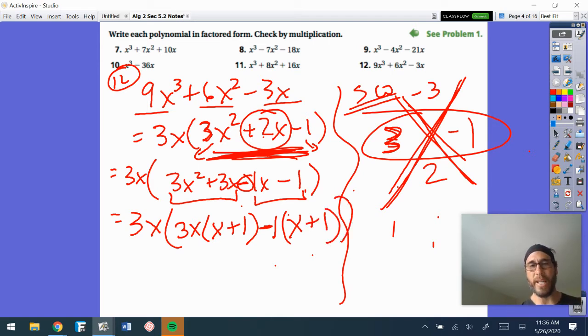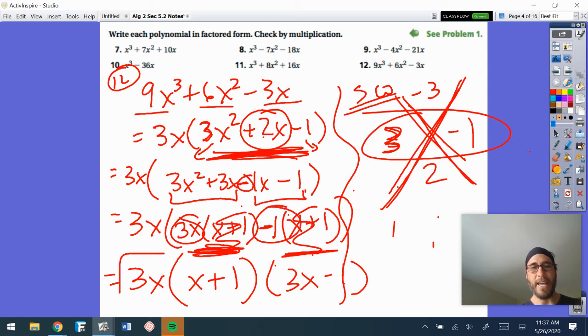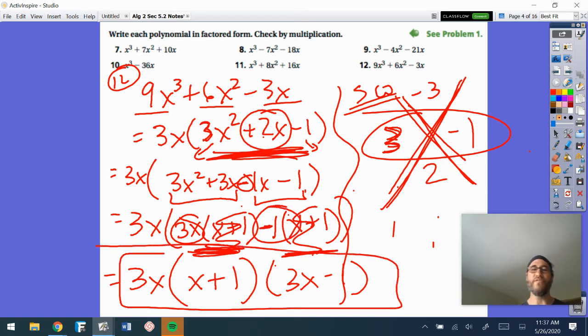Oh, sweetie sweets. I've got 2 terms left, and they got the same exact thing. So I write my final answer as what is in parentheses there, which is x plus 1, right? That goes in the first parentheses. And what's left? 3x minus 1, right? That guy and that guy. And then boom, that is what we call factored form.